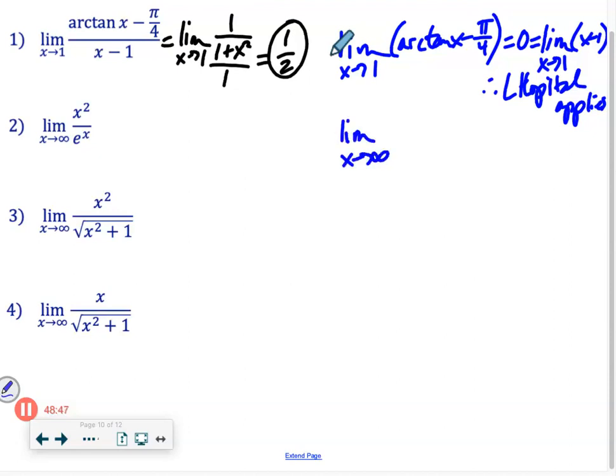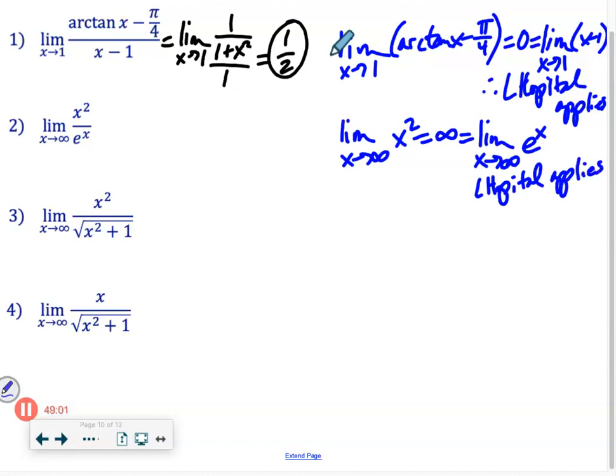All right, the next one, if we plug in infinity to the top, we get what? Infinity. We plug infinity into the bottom, what do we get? Infinity. So L'Hopital applies. Okay, so we do a L'Hopital, and we get the limit as x approaches infinity of 2x over e to the x.